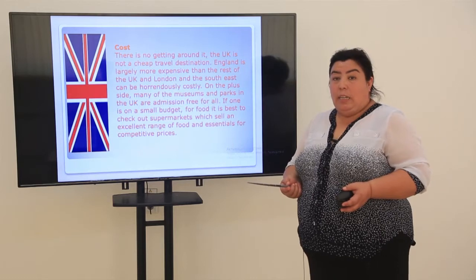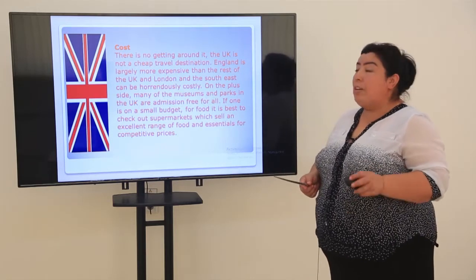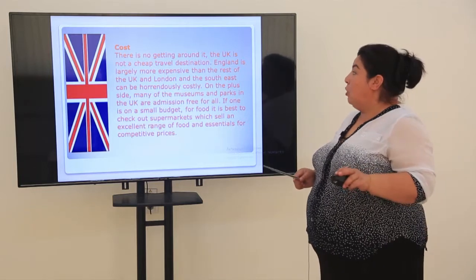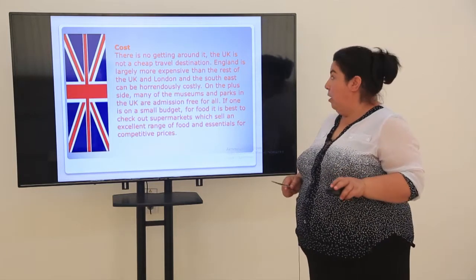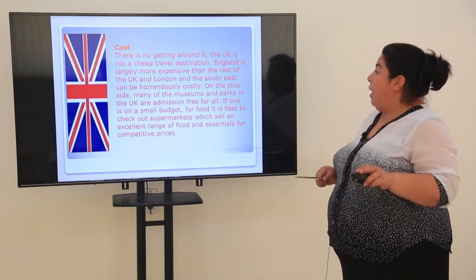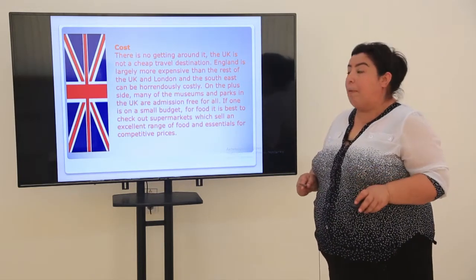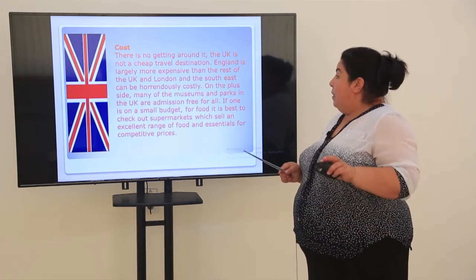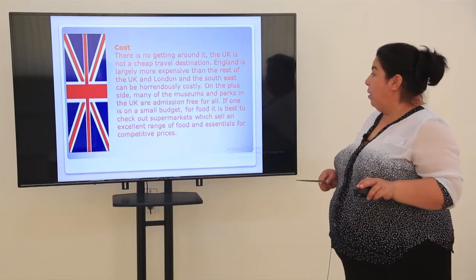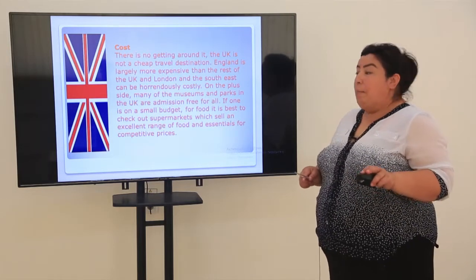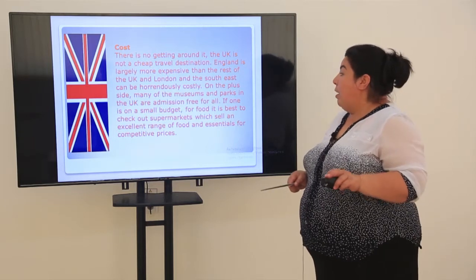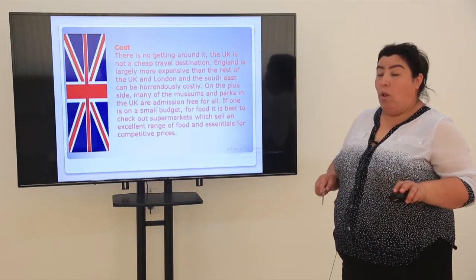So, cost. What does it mean? There is no getting around it. The United Kingdom is not a cheap travel destination. England is largely more expensive than the rest of the United Kingdom, and London and the Southeast can be horrendously costly. On the plus side, many of the museums and parks in the United Kingdom are admission free for all.